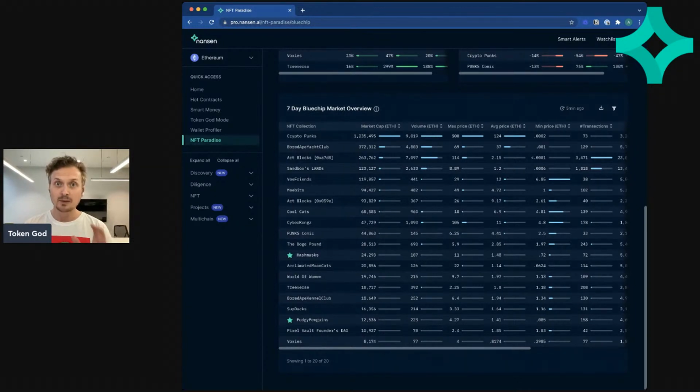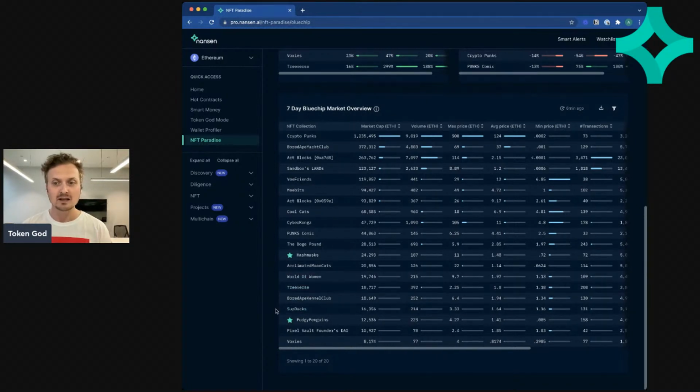But some of the updates that happened here that you might want to know about is that Subducks replaced Tom Sachs. Congratulations, Subducks. Voxies replaced The Currency by Damien Hirst. Sorry about that, Damien Hirst. Treeverse replaced 0n1 Force, and the Doge Pound replaced Blitmap.